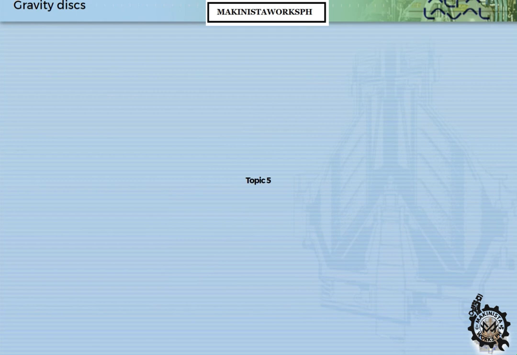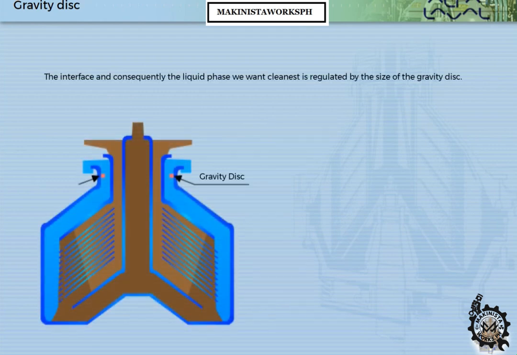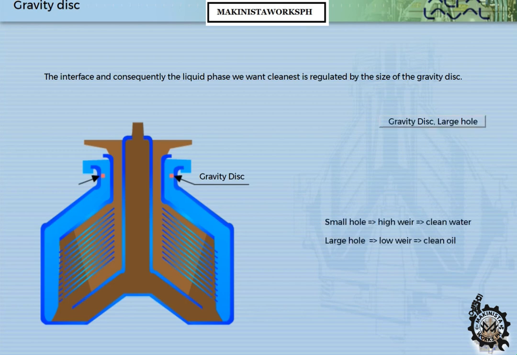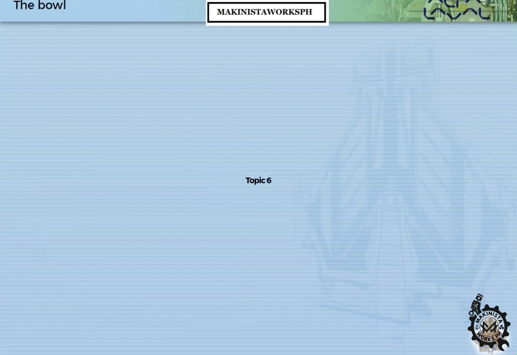Topic 5. Gravity discs. The interface, and consequently the liquid phase we want cleanest, is regulated by the size of the gravity disc. Gravity disc, large hole. Gravity disc, small hole.